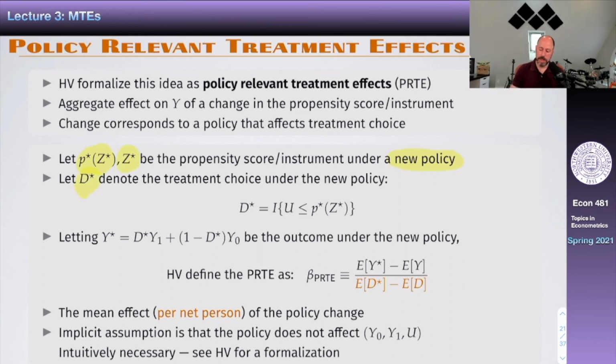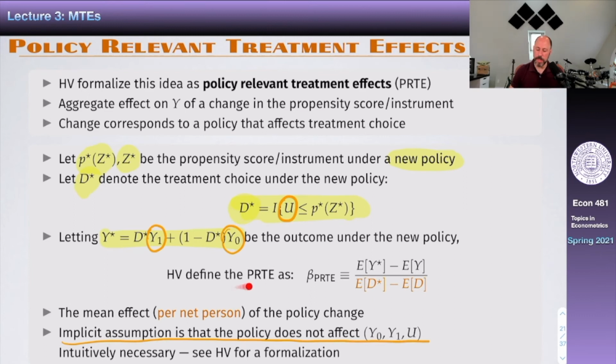I'm going to let D star, okay, we have the P star, Z star, the C star, and D star, which is just the one that you obtained from the selection model, except that, notice, the U here is the same. And then we define Y star as D star times Y1 plus (1 minus D star) times Y0. So again, notice Y1, Y0 are the same. And I wrote here at the bottom, an implicit assumption of this approach is that the policy does not affect the potential outcomes and the heterogeneity that you have in your problem. Okay, so people don't change, potential outcomes don't change. What you're changing is the policy.